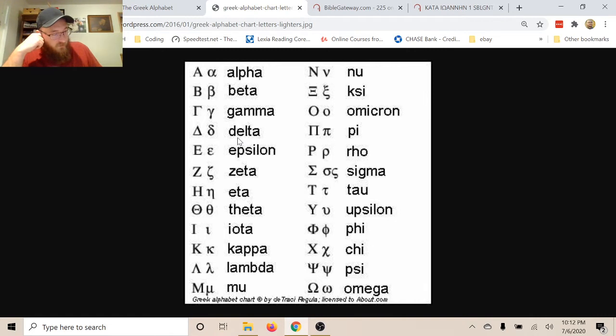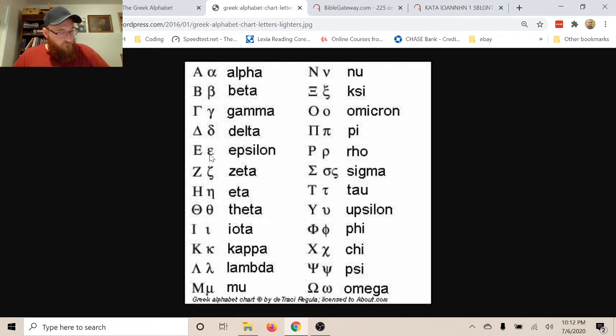Okay, epsilon, moving on. Low E, makes sense. It makes the E sound as in bet or get, so it's an eh. It's never like some of the other uses of E in the English language. It's always going to be the eh sound.